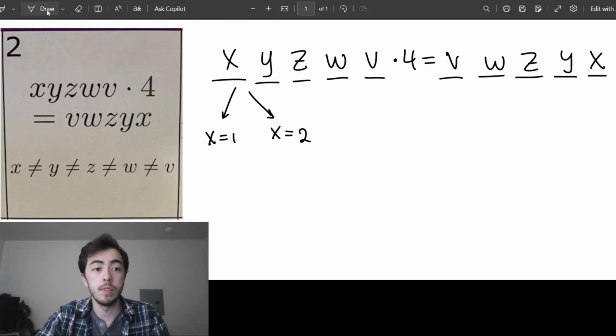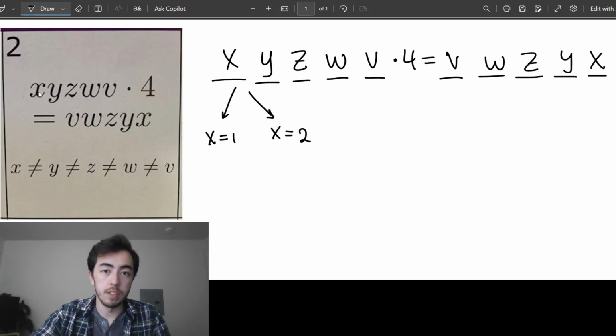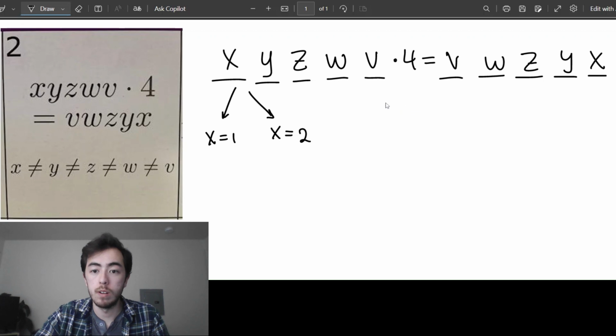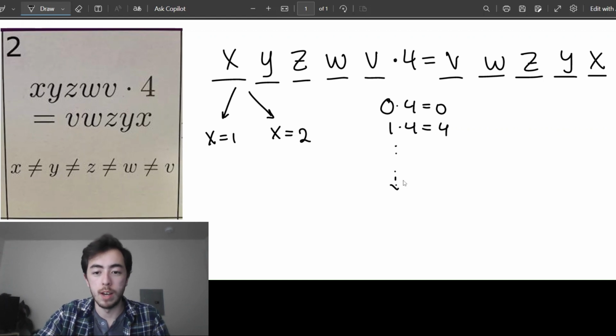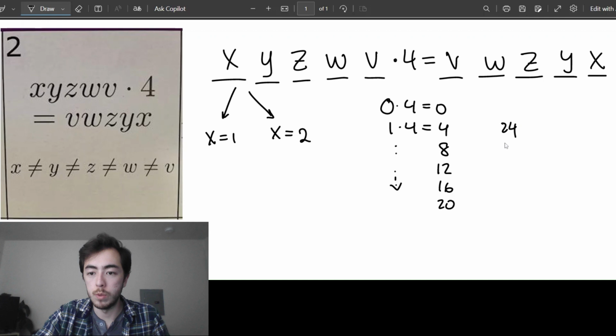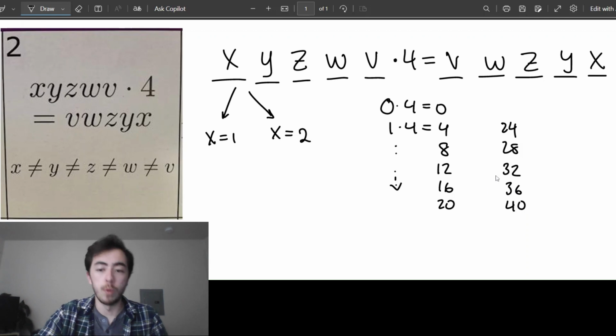We could see what happens when we multiply any digit 0 through 9 by 4. So we could do 0 times 4, that's 0. We could do 1 times 4, that's 4. So clearly we're just counting by our 4s here. So there's 8, 12, 16, 20, 24, 28, 32, 36, and then 40. Although we aren't going to get 40, right?